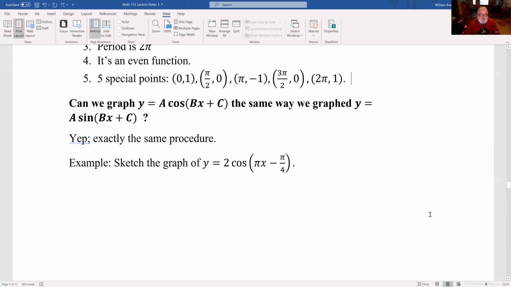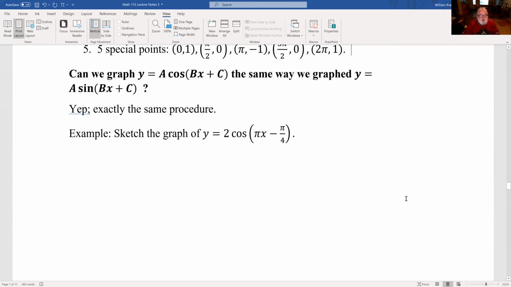So can we graph y equals a cosine bx plus c the same way we graph y equals a sine bx plus c? Yep, and it's exactly the same procedure. So for this, the amplitude equals 2, the period, and the phase shift.